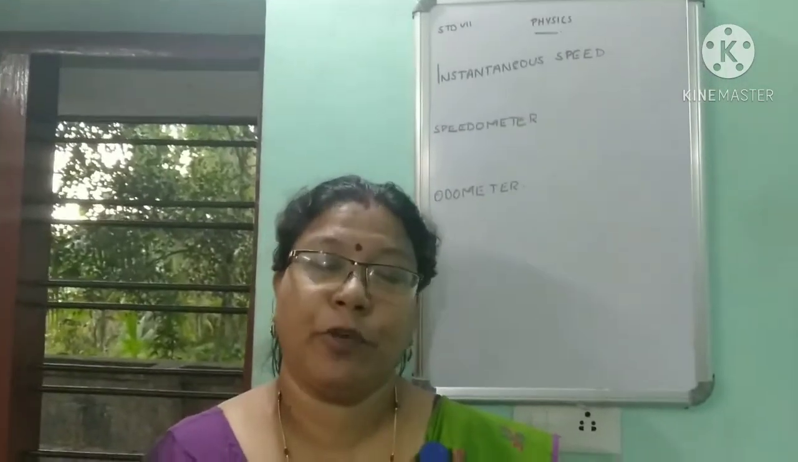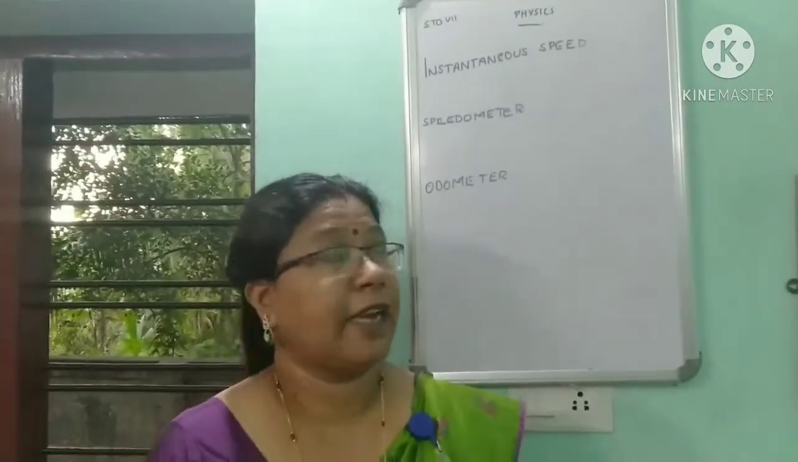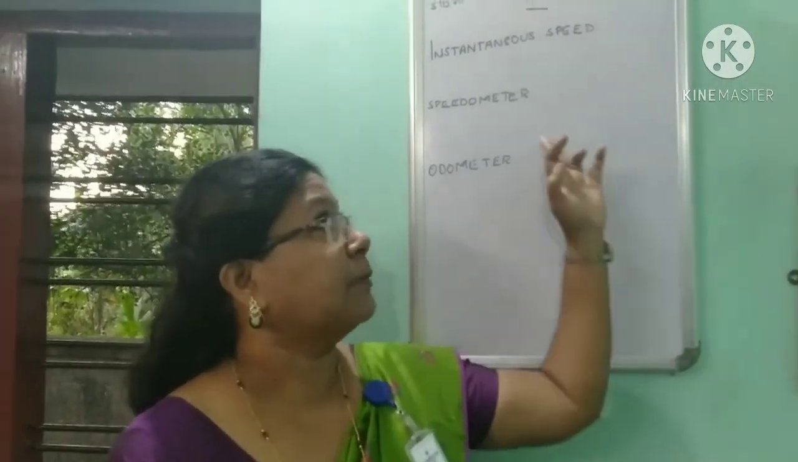Instantaneous speed. What do you mean by instantaneous speed? From the word itself, it is the speed at an instant. So the speed of an object at a particular instant is known as instantaneous speed. And next one, what you have to study is speedometer.